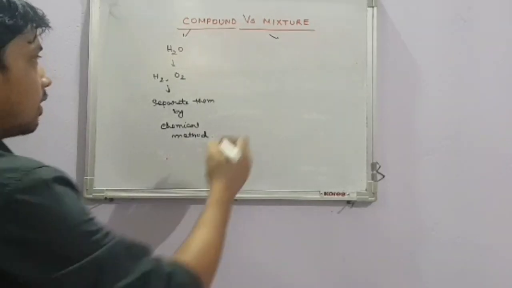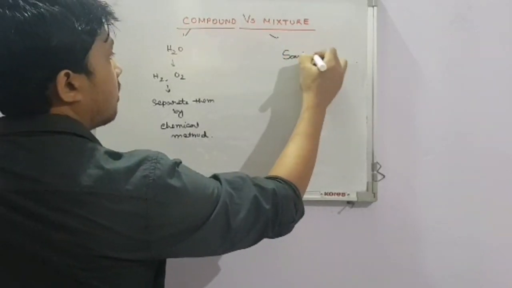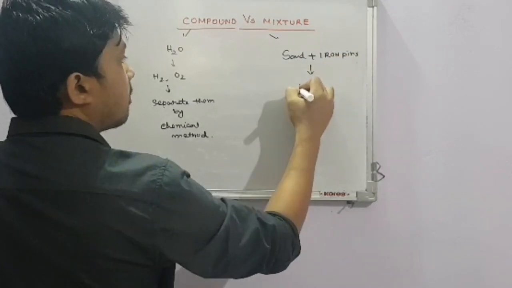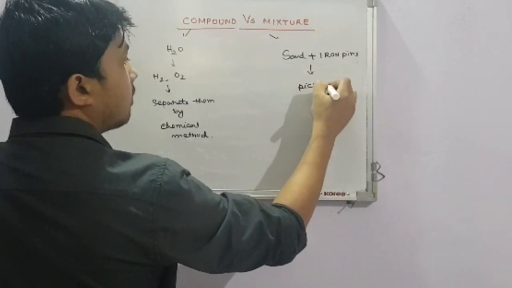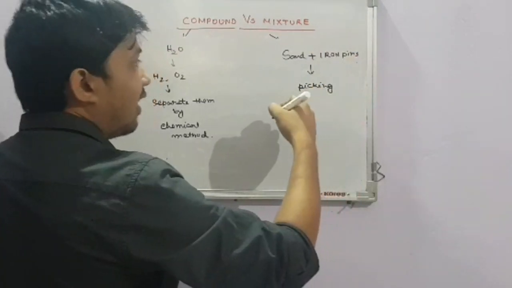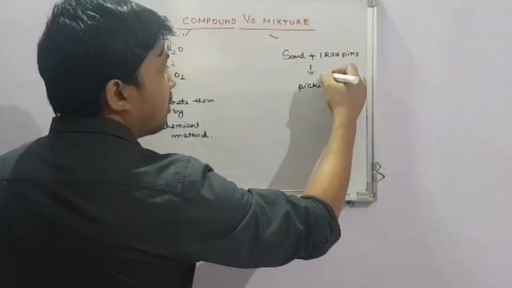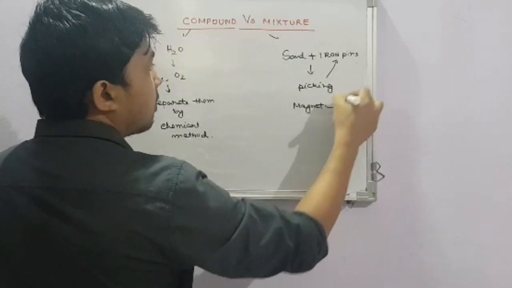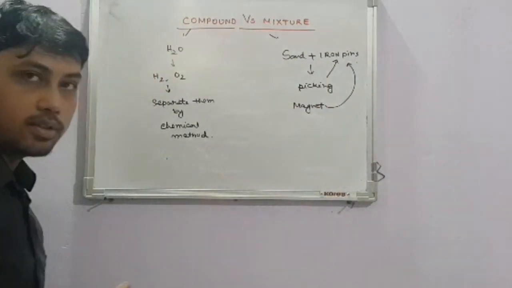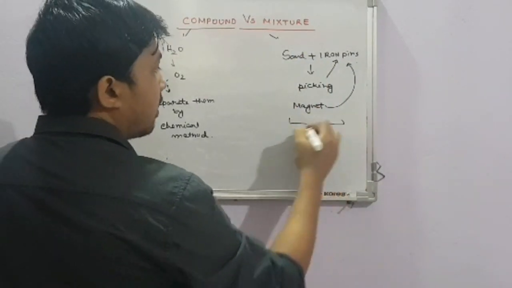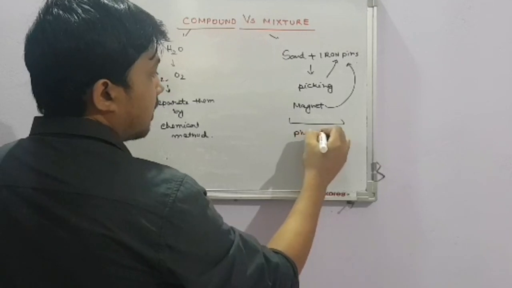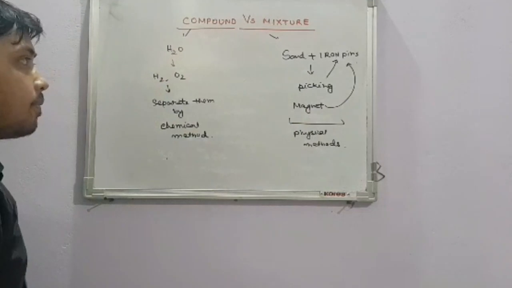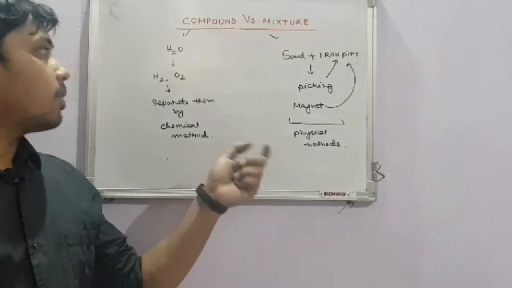isn't it? But if you take the example of the mixture, sand plus iron filings, you can simply separate them by picking the iron, of course. You cannot obviously pick the sand, you have to pick the iron filings, or by using a magnet so that it pulls away the iron filings. Ultimately, I am separating by physical methods. Alright? So we have learned 4 differences between compounds and mixtures.